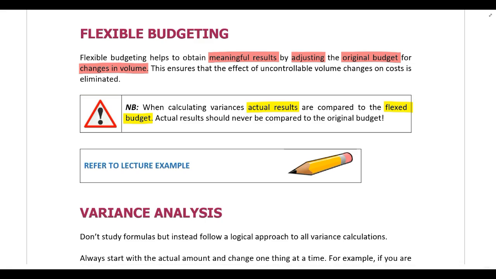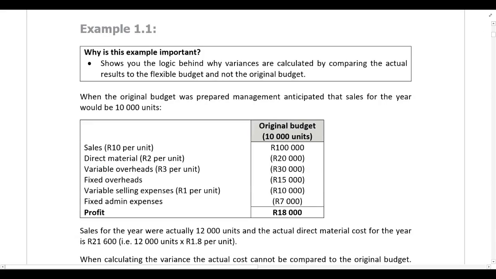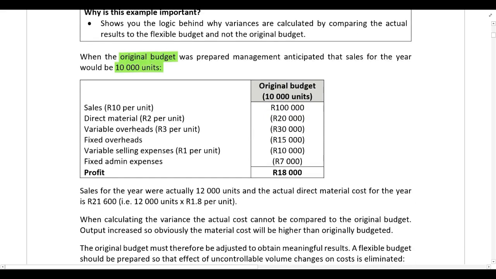All right, let's go and have a look at the lecture example just to make sure that you're comfortable with this. When the original budget was prepared, management anticipated that sales for the year would be 10,000 units. So you can see this original budget over here is based on the company selling 10,000 units. Now, in this example, we are going to be focusing on the direct material cost. So in the original budget, they have a cost of R2 per unit multiplied by 10,000 units, giving you a total cost of 20,000 Rand.